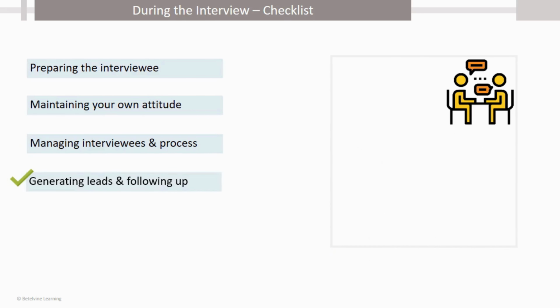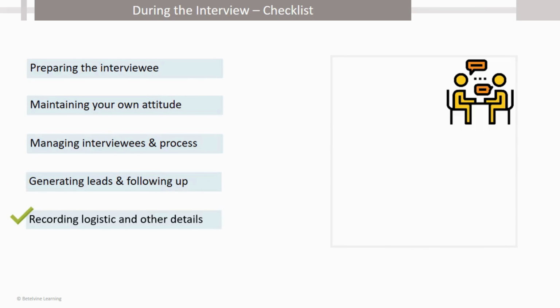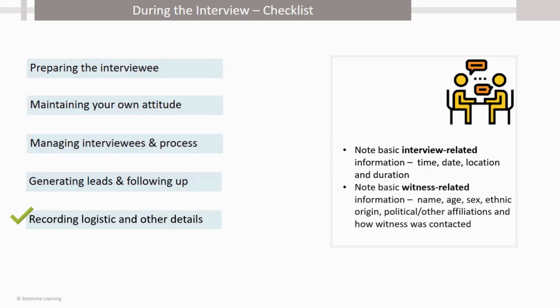Generating leads and following up. Seek the help of the interviewee for leads, other witnesses, or other sources of information. Find out how the witnesses can be contacted again if necessary. Recording logistic and other details. Note the basic information concerning the interview, such as time, date, location, and duration of the interview. Note information concerning the witnesses, such as name, age, sex, ethnic origin, political or other affiliations, and how the witness was contacted.